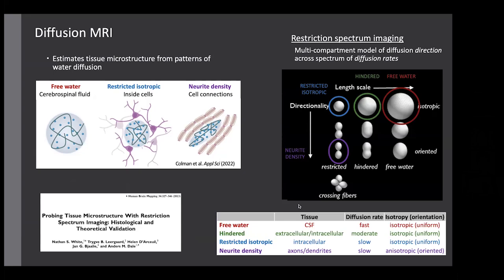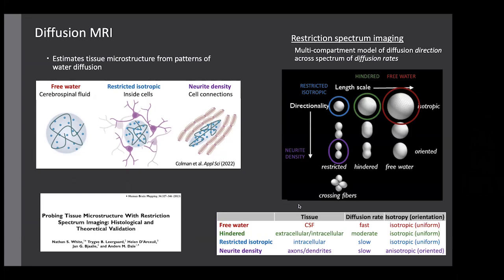For example, free water is found in the cerebral spinal fluid. Hindered diffusion is found in either the extracellular space or in very large cell bodies. Restricted isotropic diffusion is found inside cell bodies, and neurite density refers to diffusion in those axons and dendrites.